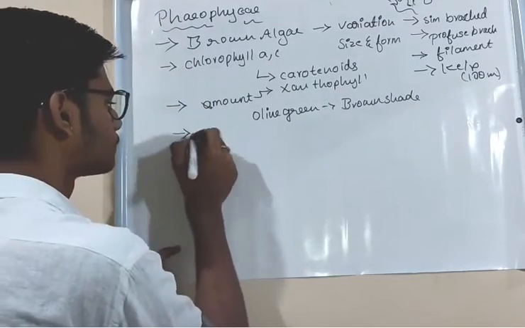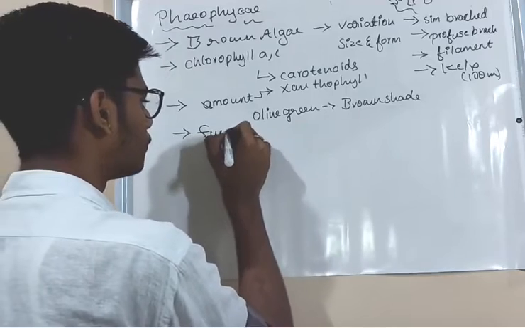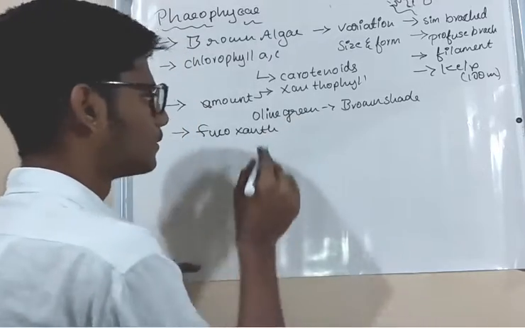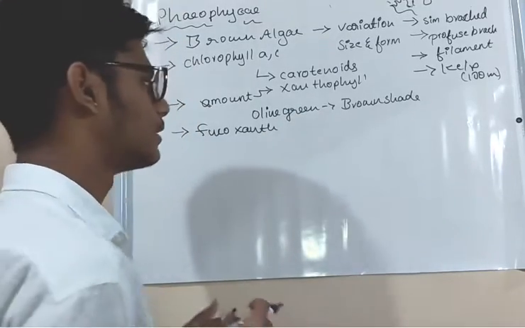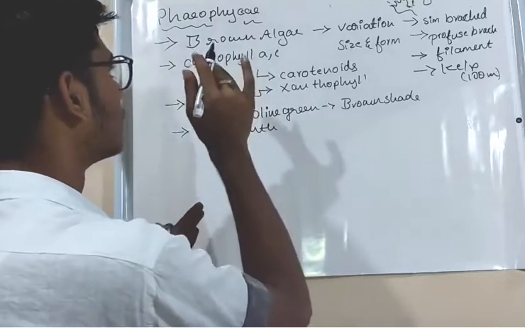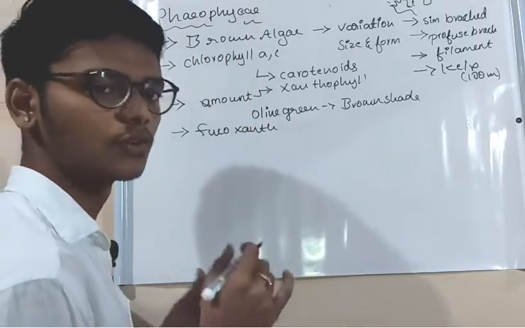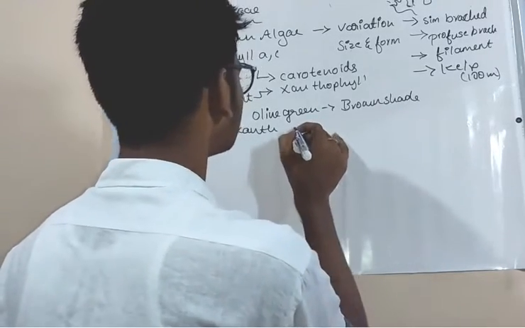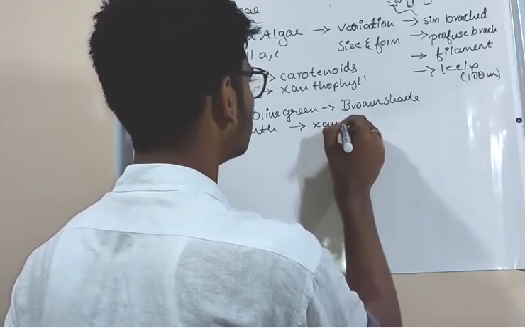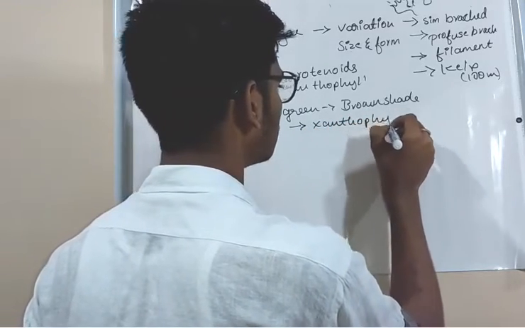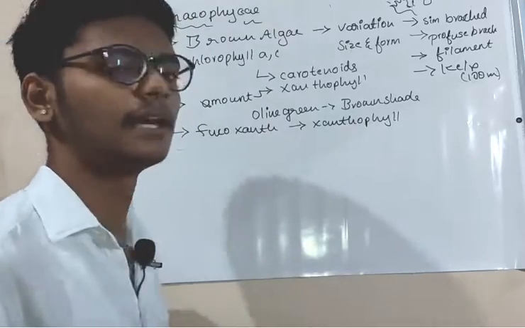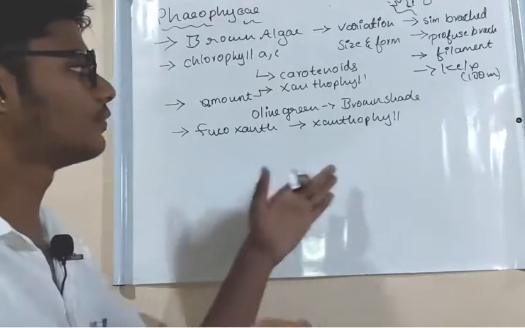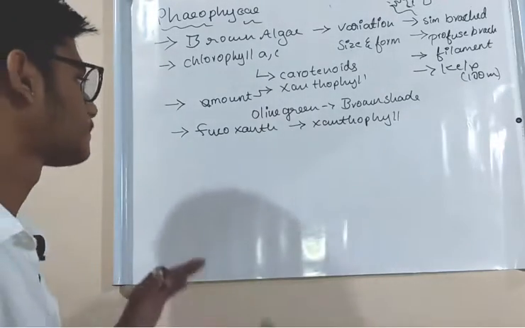So next, fucoxanthin is present. Fucoxanthin is a type of pigment present in brown algae. So what is this fucoxanthin? It is a type of xanthophyll. In xanthophyll there may be many kinds, and fucoxanthin is one of them.